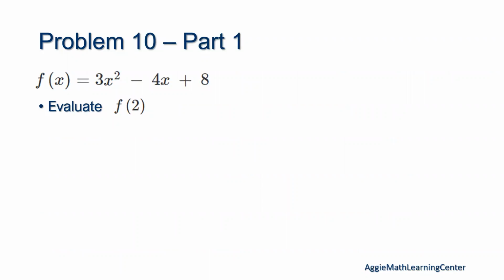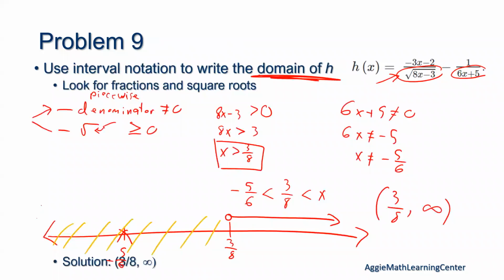Why would it be a parentheses instead of a bracket for the 3/8? Are we including 3/8? Is there an equal sign here? I asked a question about it being an equal sign. Yeah, there's not a line there. So that means we're just talking about greater than. Right.